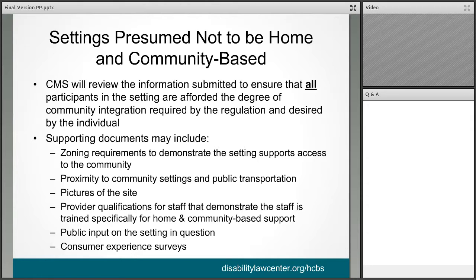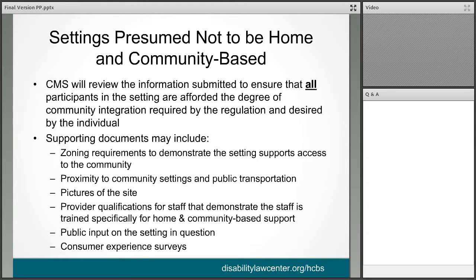And furthermore, it's really important to note that the setting in the state is going to have to demonstrate that all participants are afforded the degree of community integration required by the rule. Providing documentation that a percentage of the participants or some participants have community access won't be sufficient to show that the setting meets the regulation.